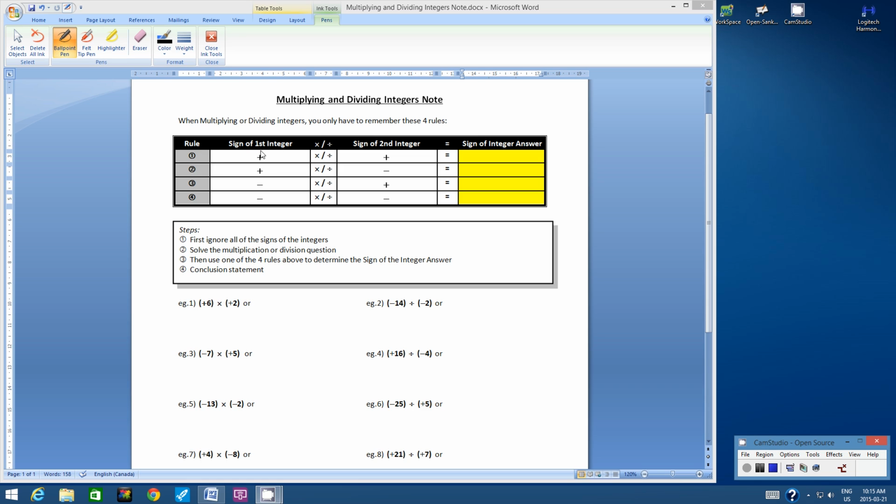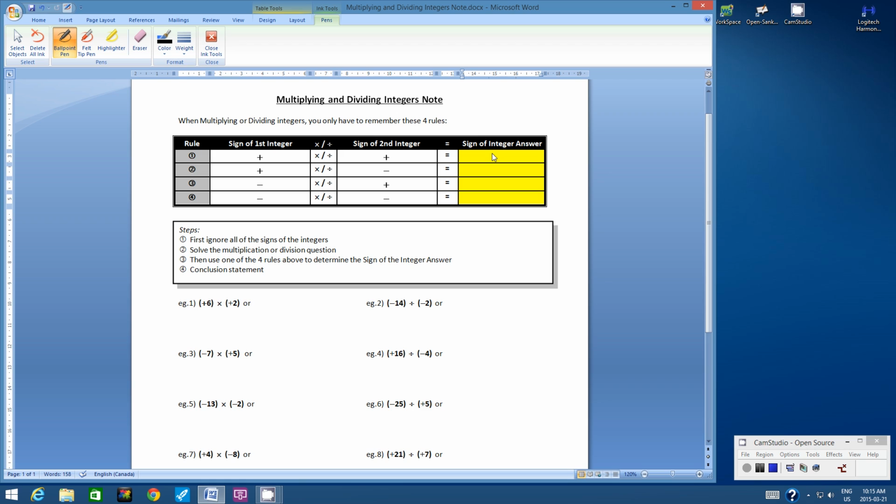Rule number 1, the sign of the first integer. If we have a positive and we multiply or divide it by another positive integer, the sign of the integer answer is always going to be positive. So a positive times a positive equals a positive, or a positive divided by a positive equals a positive. So let's go to rule number 2. A positive times a negative, or a positive divided by a negative, and the sign of the answer is always going to be negative.